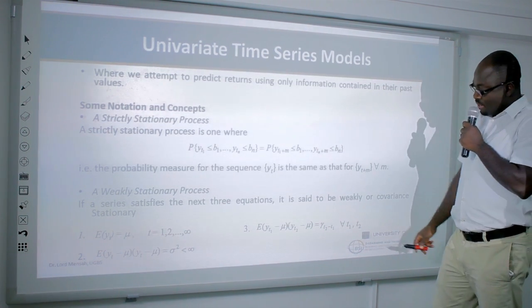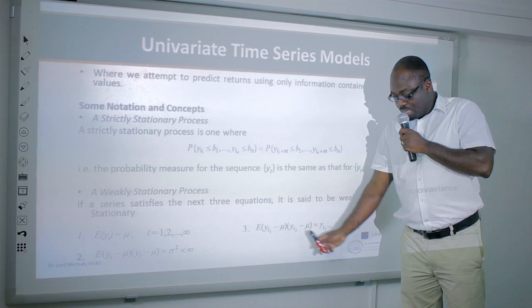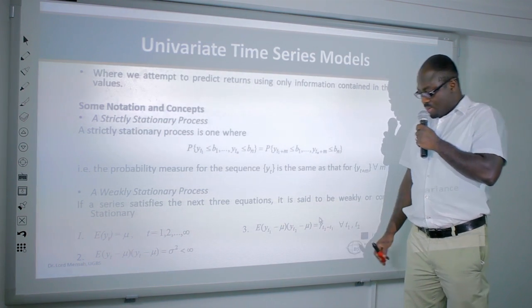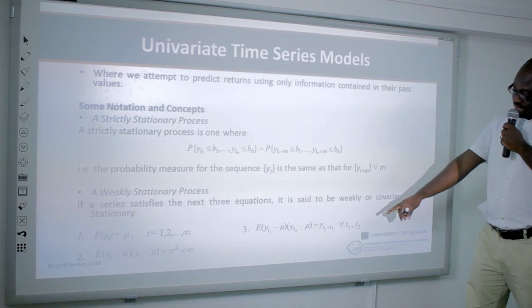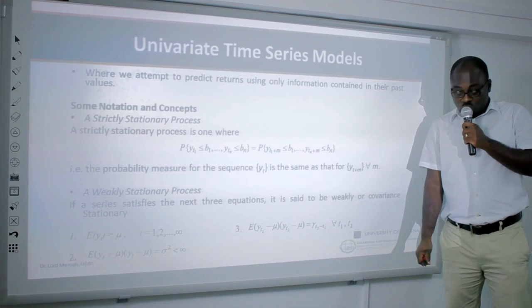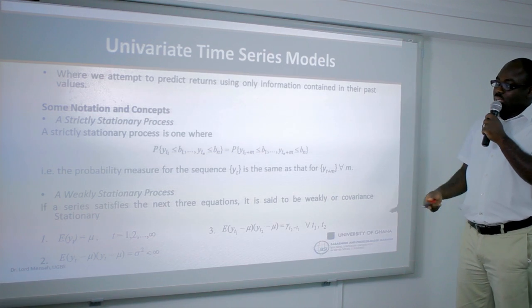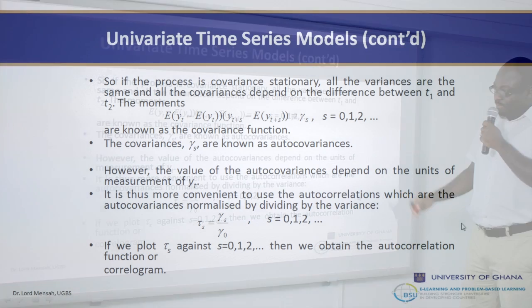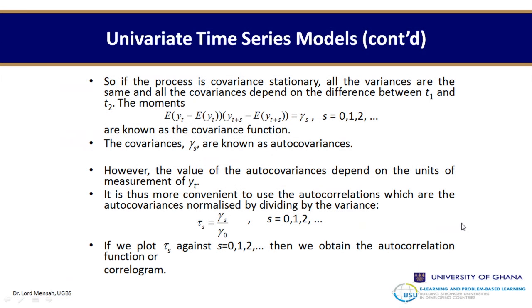Then we can also have the covariation between the same series and possibly its lag. That gives us a series and its lag for time one and then time two, that is, a difference in time. So it can be a time at current and then a time into the future. If the process is covariance stationary, then all the variances are the same and all the covariances depend on the difference between t1 and t2. So the time position determines the covariation.